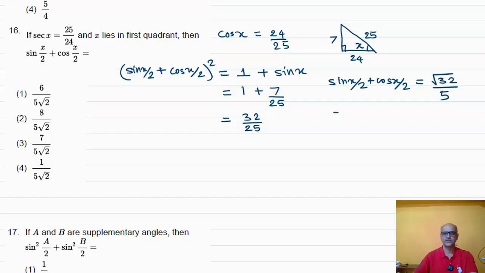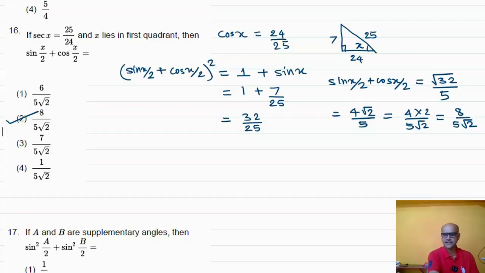So root 32 can be written as 16 into 2 under root, which is 4 root 2 divided by 5. Check the options. In not even a single option is there root 2 in the numerator. So rationalize, or multiply by the conjugate, then this will be 4 into 2 divided by 5 root 2. That is 8 by 5 root 2. Multiplying by the conjugate, so option 2 is our answer.